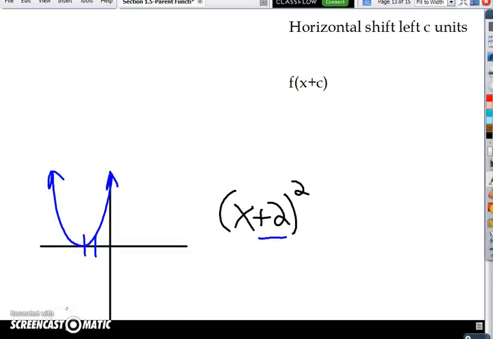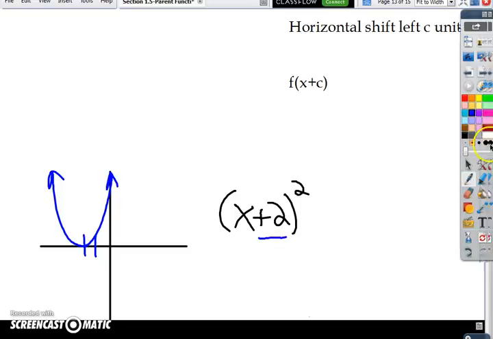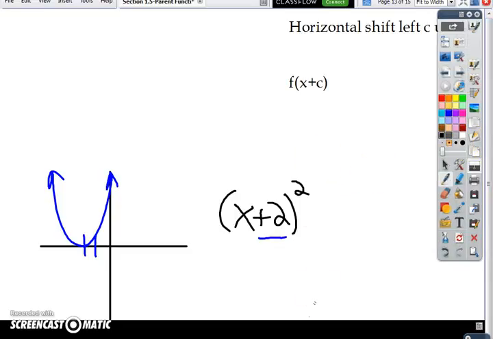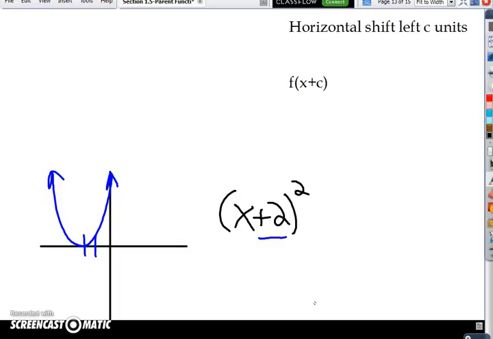Now, what we have to remember here is the following fact. Whatever is on the inside of my expression, whether it be a cube out here or a square root, you do the opposite. So if it says plus, you're really going to go left. If it says minus, you're really going to go right. So the trick is what we like to call opposite on the inside. That's a little trick you can use. So opposite on the inside.